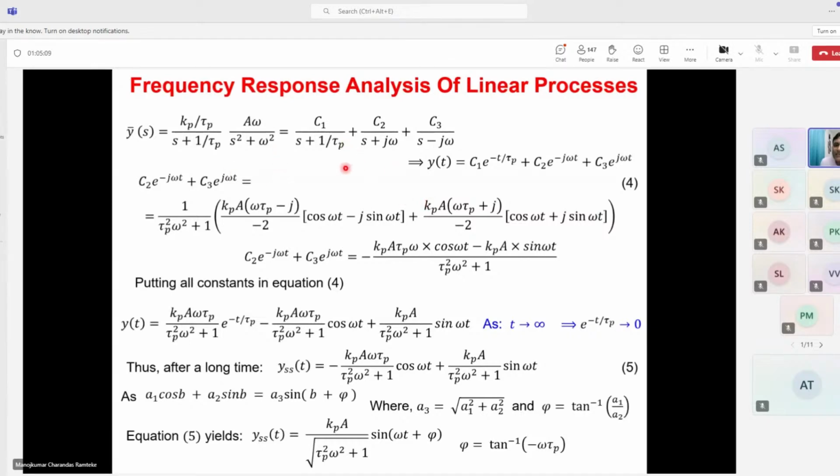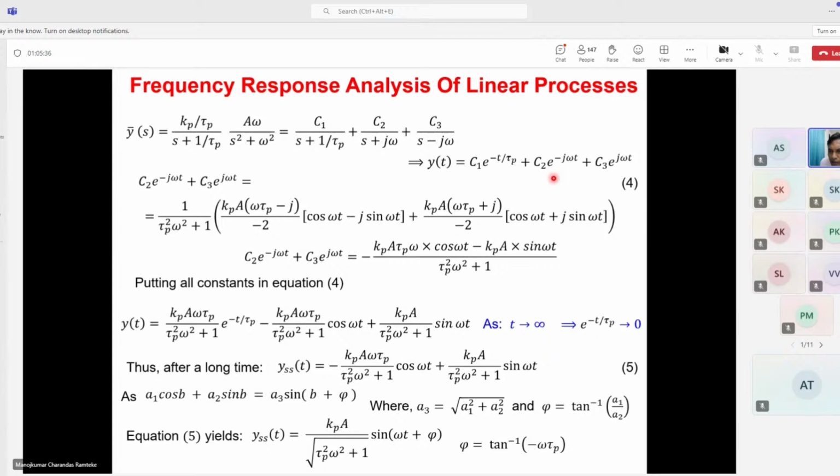Now in this particular case, let's concentrate on these last two terms. If I invert this entire equation into the time domain, what am I going to get? I'm going to get y(t) given as C1 e raised to the power minus t by τp. What will be the inverse Laplace transform of this? That will be C2 e raised to the power minus jωt. And this last term is going to give me C3 e raised to the power plus jωt.